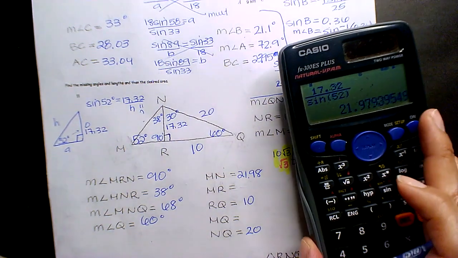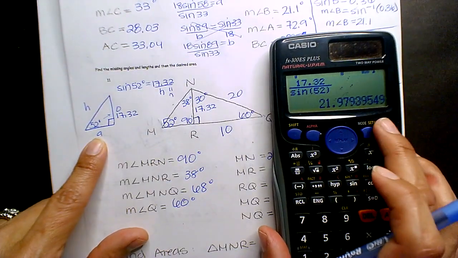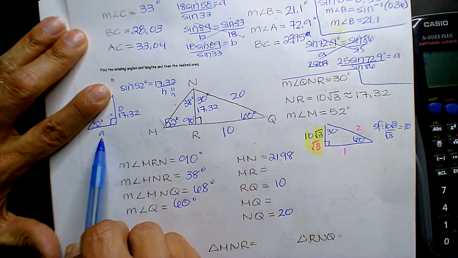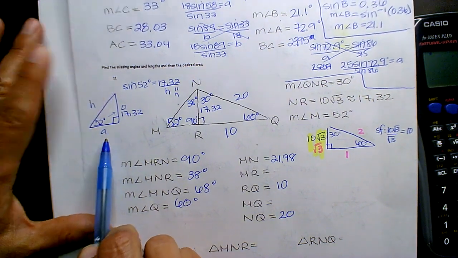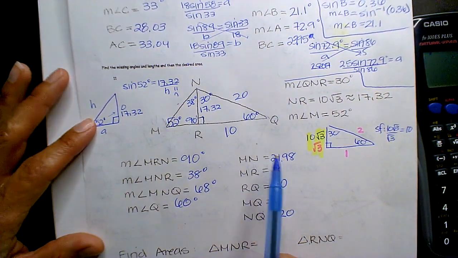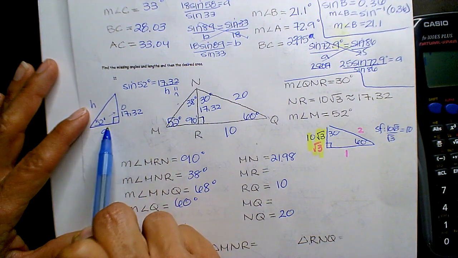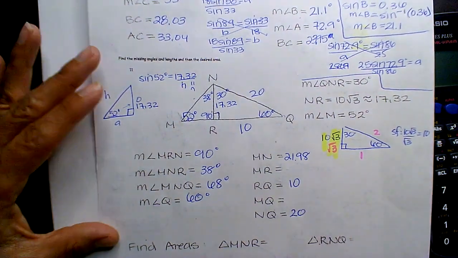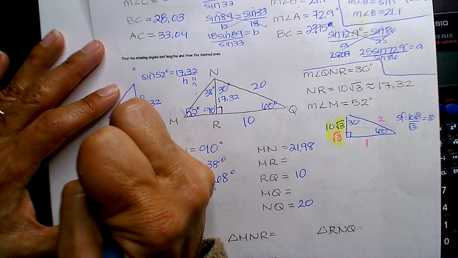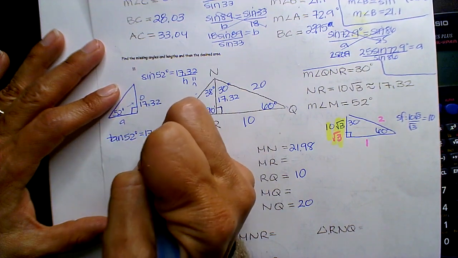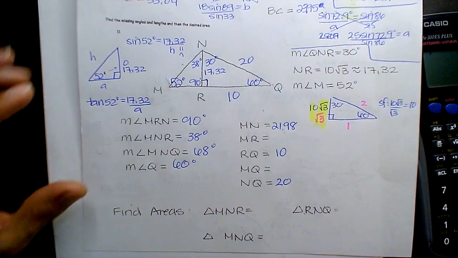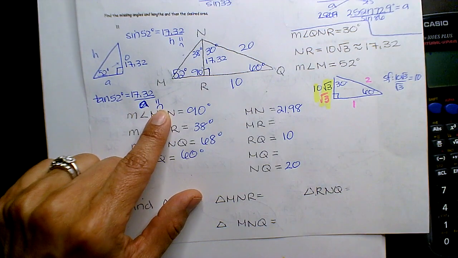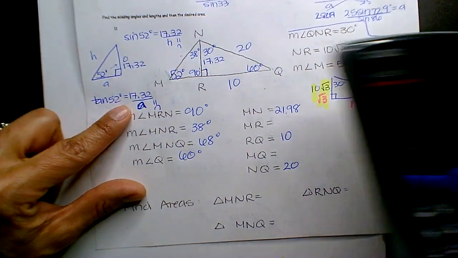Then MR. Now I want MR, so I want the adjacent, right? So now I'm going to use tangent, opposite over adjacent. By the way, some of you did the Pythagorean theorem: once you have this length and you trust it, you take 17.32 squared plus this squared equals that squared, and you just square root it. If you're doing that, just continue, you're fine with it. Tangent of 52 degrees is equal to 17.32 all over A. Again, it's a denominator, terrible, so you swap them and divide.